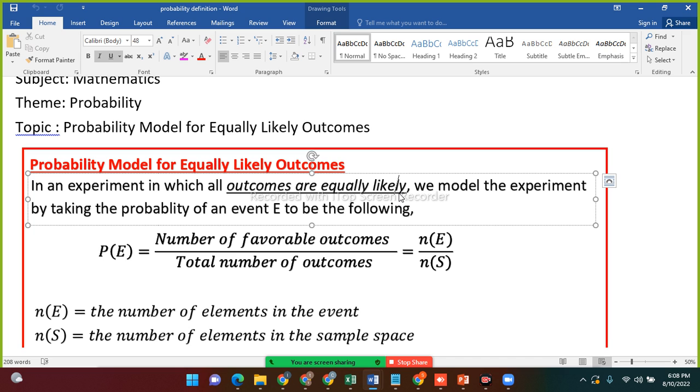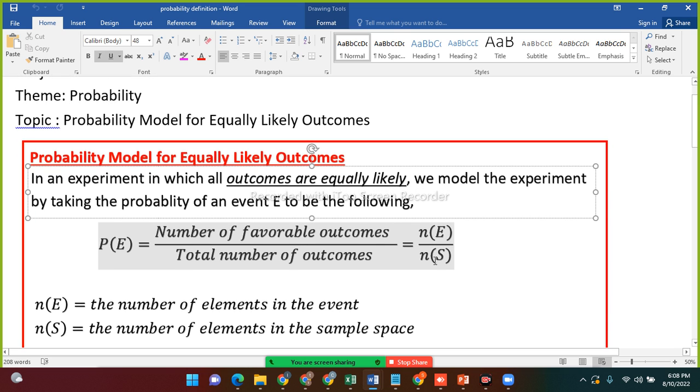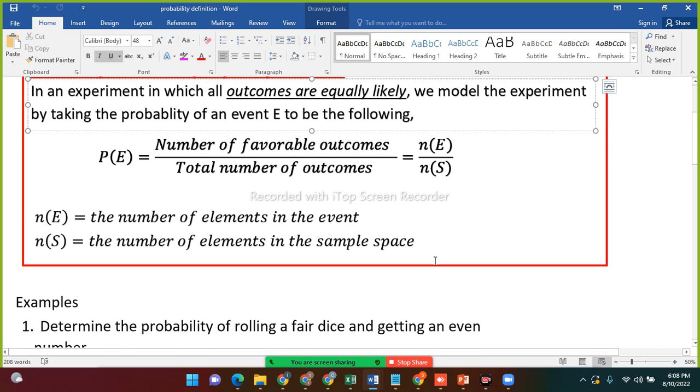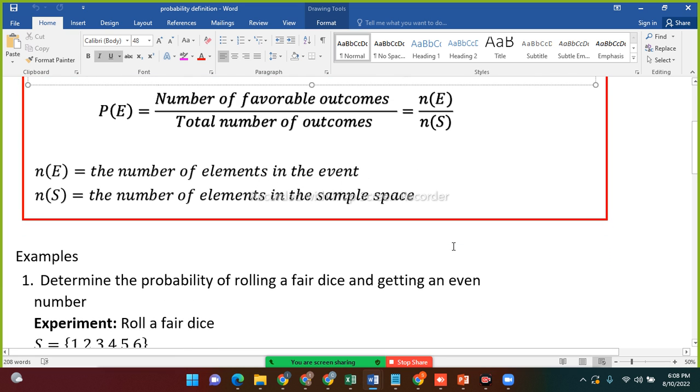The definition says that we're going to take the number of favorable events, denoted as NE, the number of elements in my event, divided by the number of elements in my sample space. Once I divide that, then I will get the probability of the event. Right? And we looked at different examples.